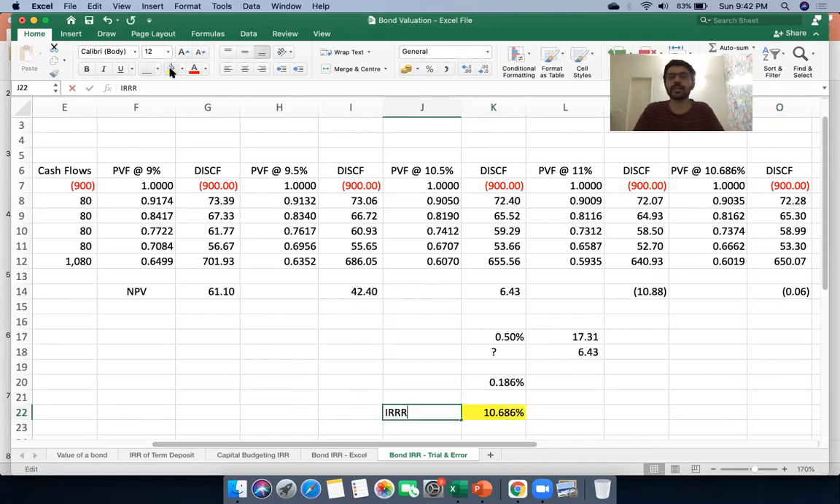This is the internal rate of return that I am earning when I'm investing in this bond by buying it at the current market price of 900. This IRR is also known as YTM, but the key thing is that this is your rate of return if you hold this bond up to maturity. You have to hold this bond for 5 years, get the coupon and the face value. Only then is your return going to be 10.686%. That's it for this video. In the next video, I will be covering method 3.